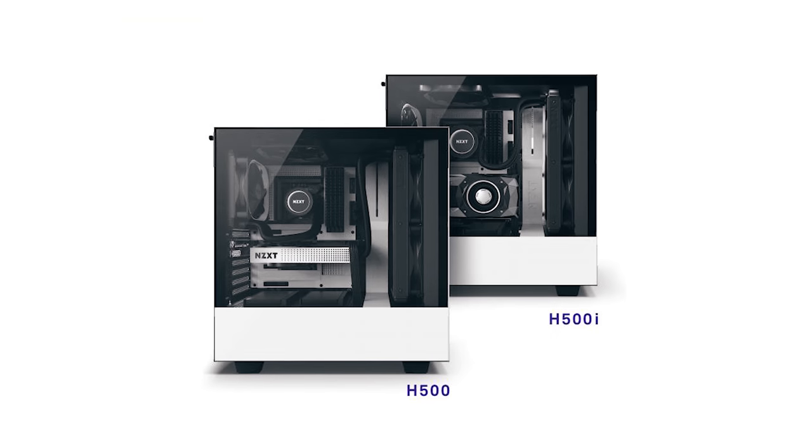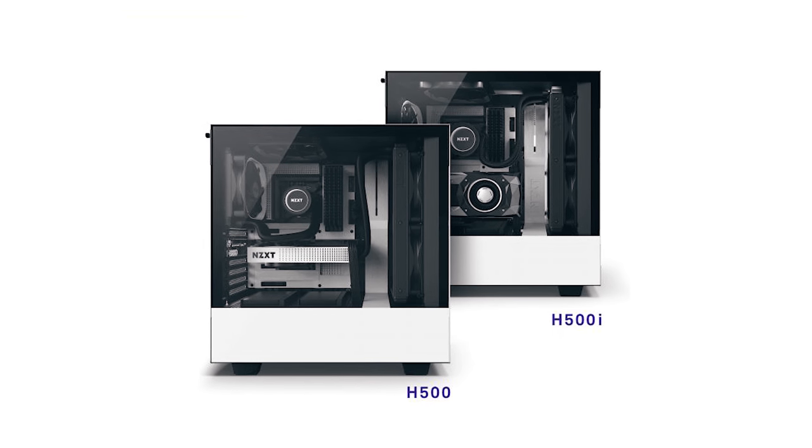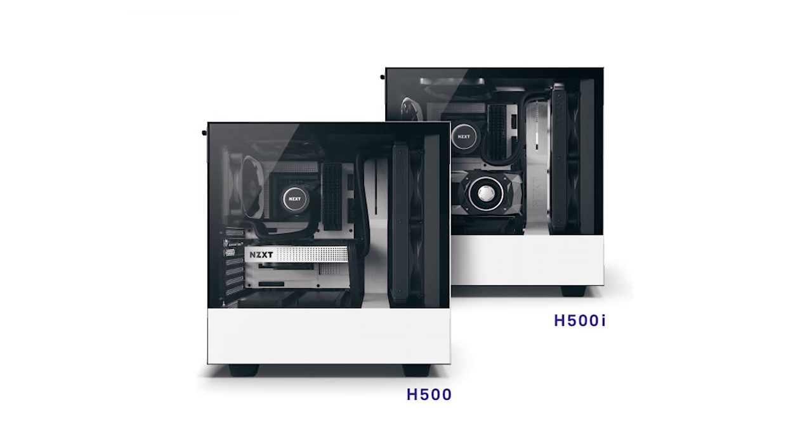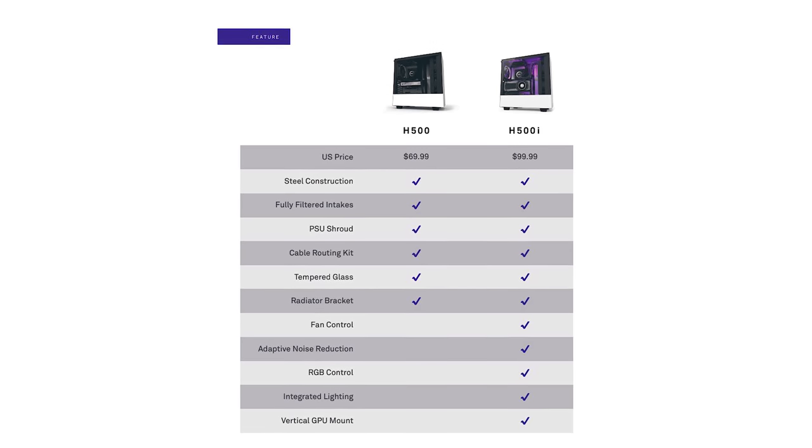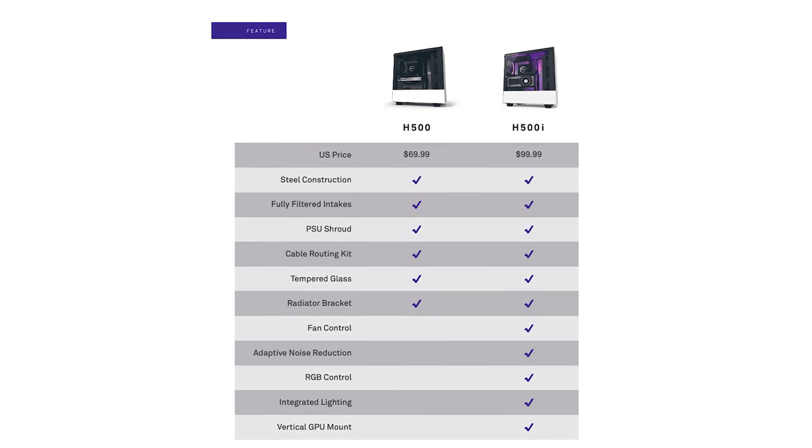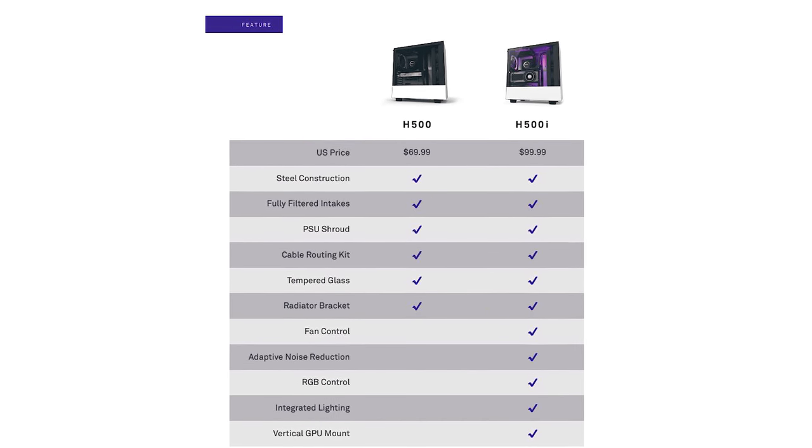The H500 also comes in the form of the H500i for $30 more, where you can get NZXT's smart device, which you can learn more about in the top right hand corner. Here you also get an RGB strip and a vertical GPU mount. Generally, vertical GPU mounts should be avoided because although they do look cool, they push the card directly up against the side panel, which restricts airflow tremendously.